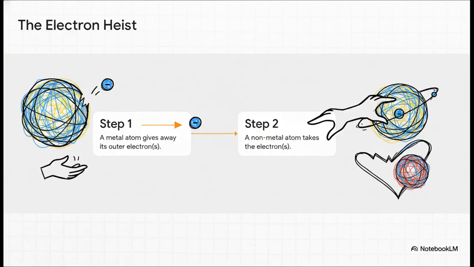You can think of it like a little 2-step electron heist. Step 1, the metal atom just gives up its outer electron. Step 2, the nonmetal atom swoops right in and snags it. And that simple transfer is what locks them together in a really strong ionic bond.